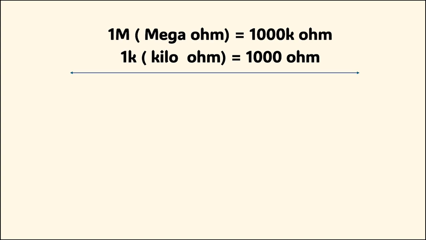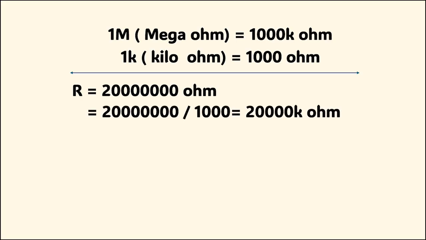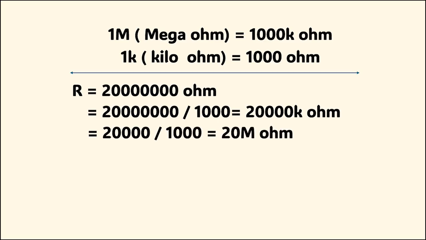Now the value of our resistor was 2 crore ohm. If we divide 2 crore by 1000, then the value will come in kilo ohm. So after dividing we get the value of 20,000 kilo ohm. Now if we divide 20,000 kilo ohm by 1000, then we get the value in megaohm. Then the value of our resistor is 20 megaohm.